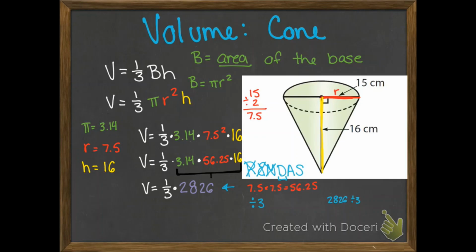Now, when I do this in my calculator, I get 942. So my volume for this cone is 942. If we were utilizing the units, it would be centimeters cubed. But since we are not utilizing it when it comes to the Google form, we would just leave it at 942. Make sure you pay attention to the code word that comes right after this.